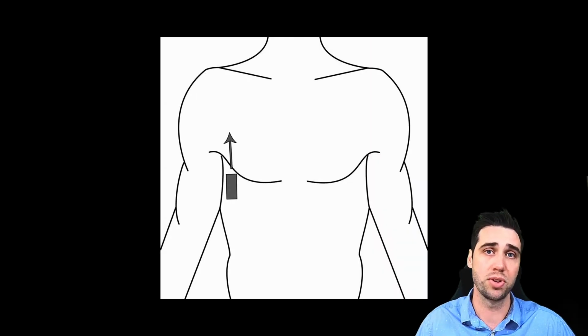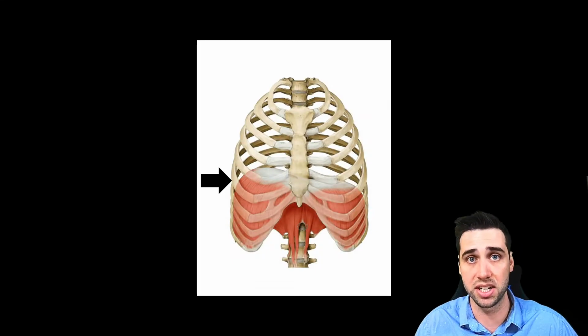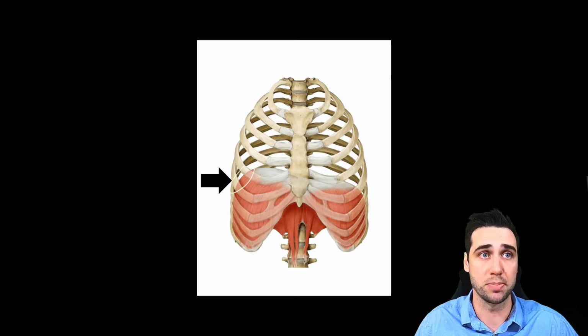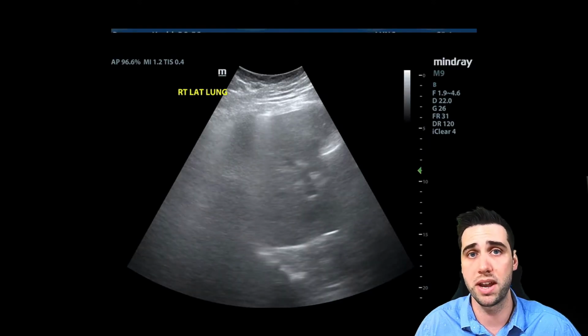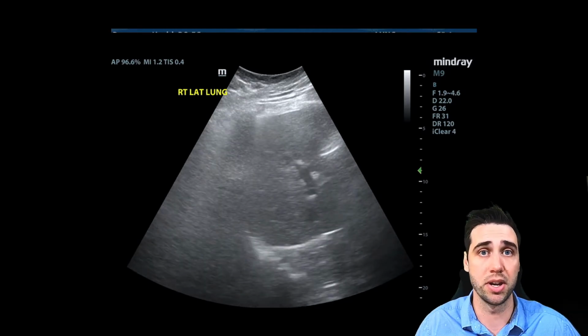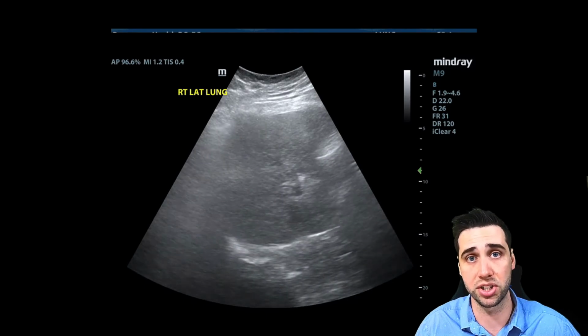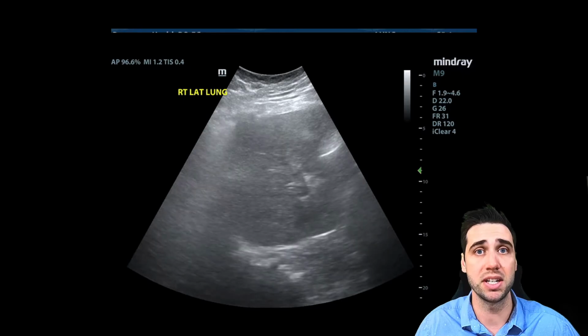The last view that we usually get is just of the diaphragm interface. There we're going to be looking for any sort of effusions or consolidations. So you're going to be looking just in this pocket here to see if there's any sort of fluid collection. Normally without an effusion, what you're going to see is diaphragm and lung, and you won't see any sort of black fluid collection.